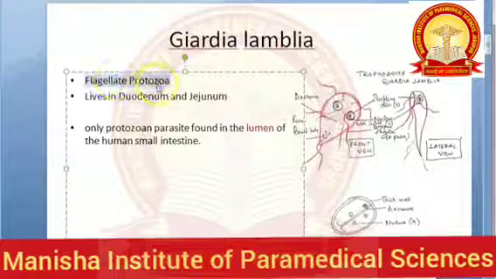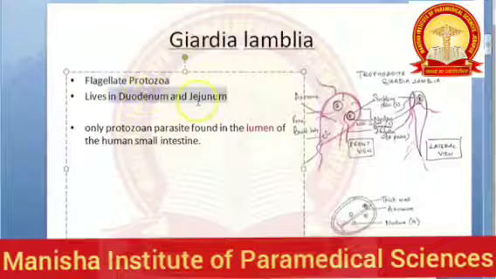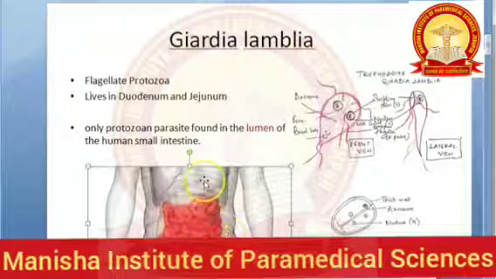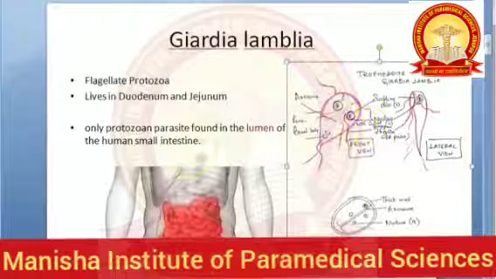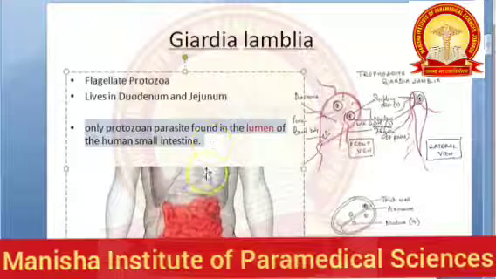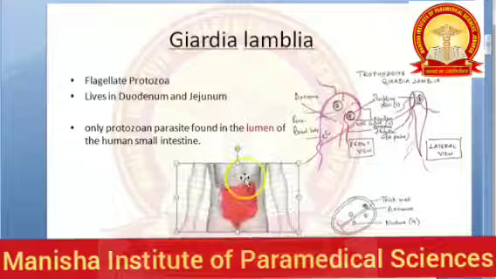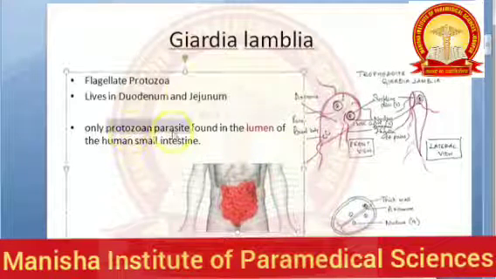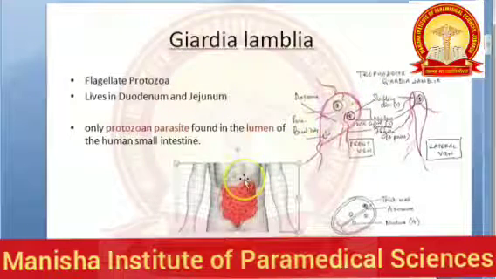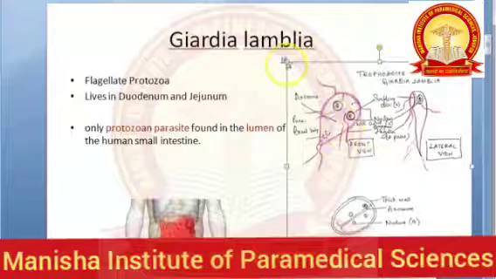What else should you know? It lives in the duodenum and jejunum, that is, in the small intestine. And it has flagella. Actually, it is the only protozoan parasite found in the lumen of the small intestine, it seems. Okay, other parasites can be there. Fine. So this is Giardia lamblia.